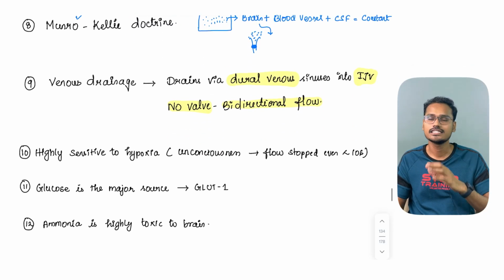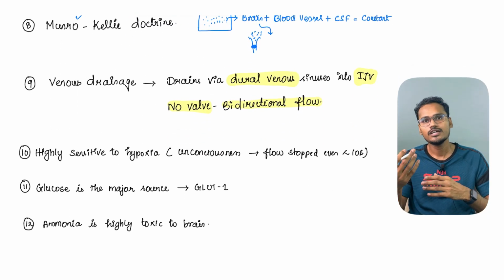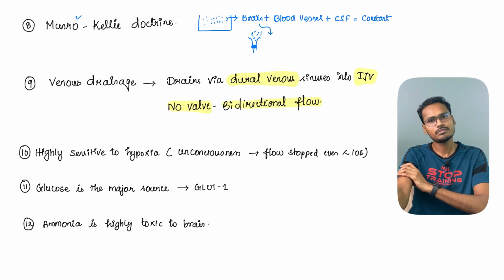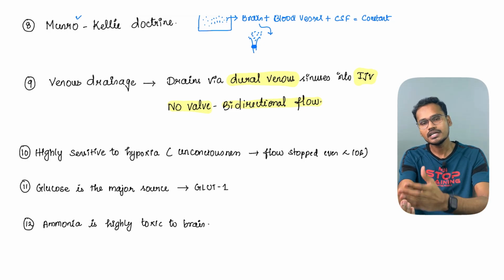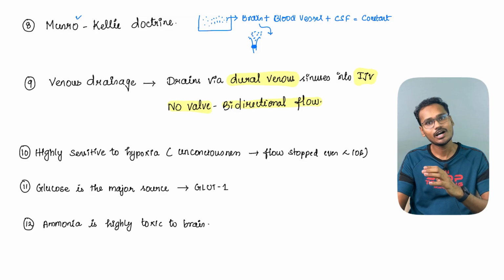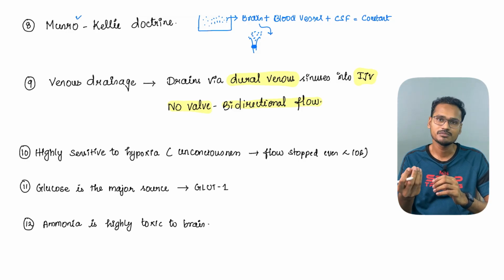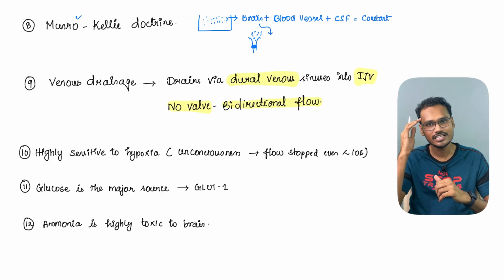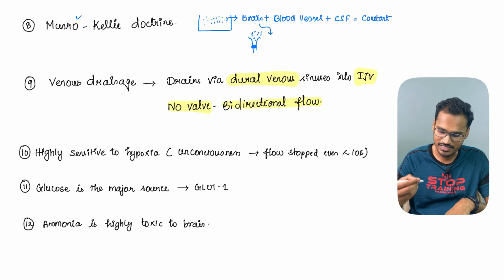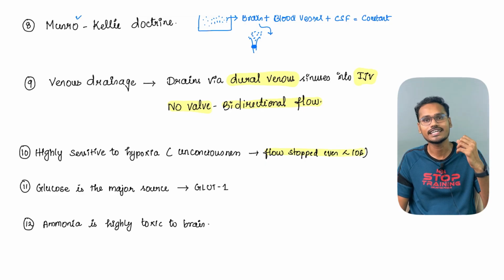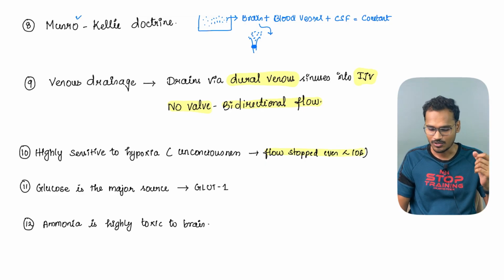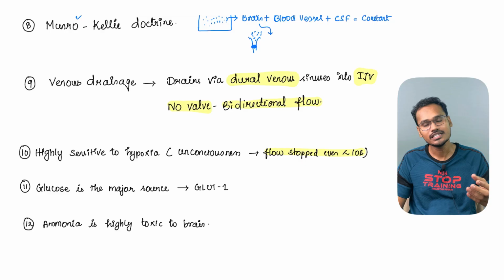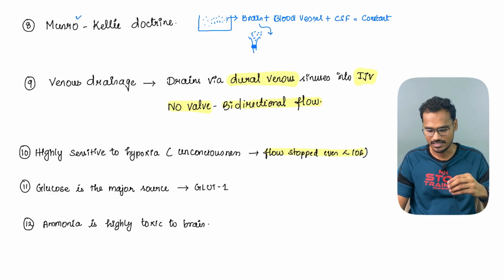Next, it is highly sensitive to hypoxia. Whenever we are measuring blood pressure, what are we doing? We are compressing the artery here and momentarily stopping the blood flow. Our hand will have some symptoms, but it does not go into hypoxia or ischemia. But in the case of the central nervous system, whenever the blood flow is stopped even for less than 10 seconds, the patient will have unconsciousness. And if it is prolonged for a minute, the patient can have nervous damage itself. So they are highly sensitive to hypoxia.